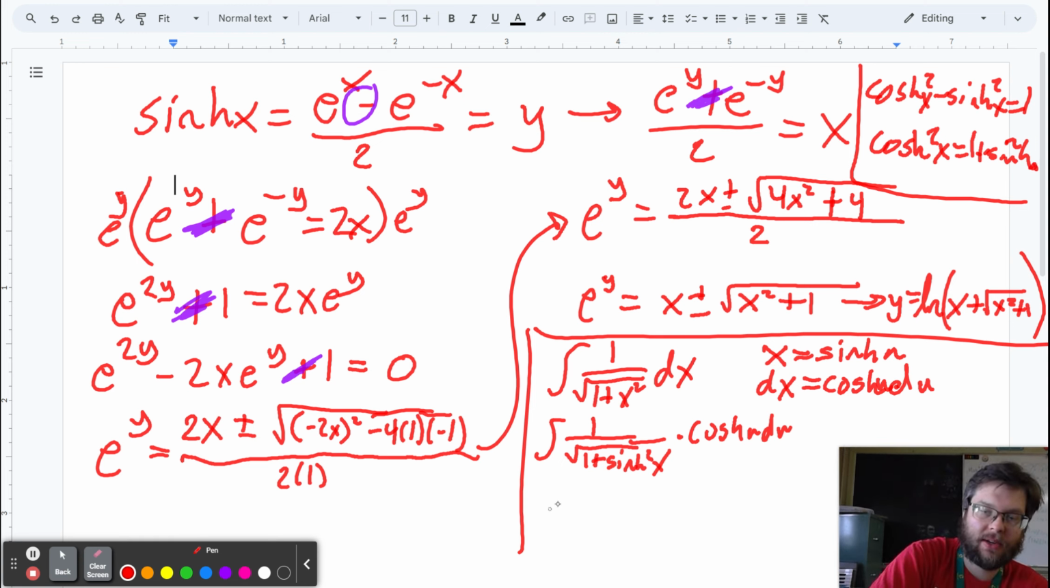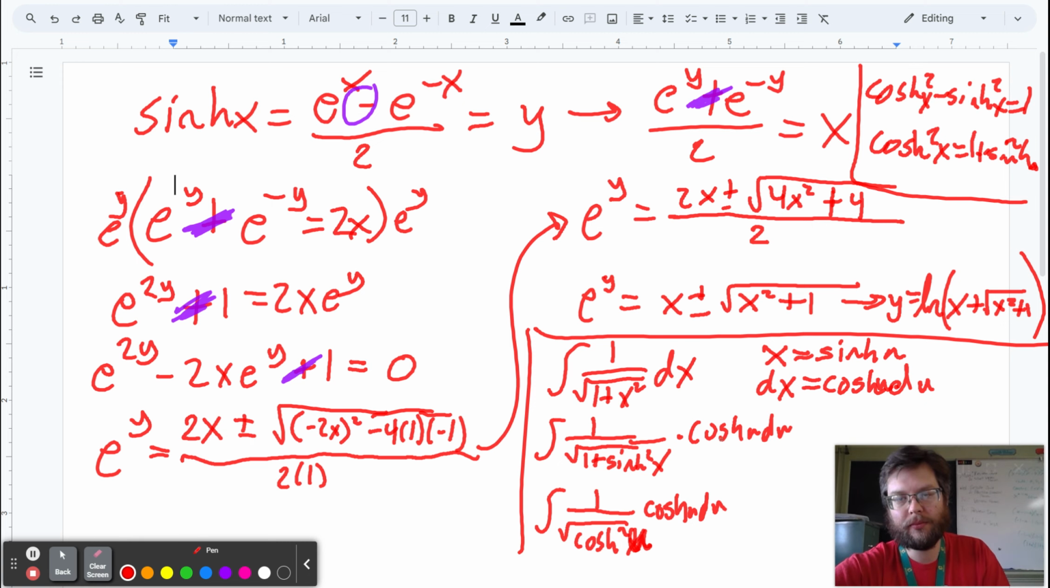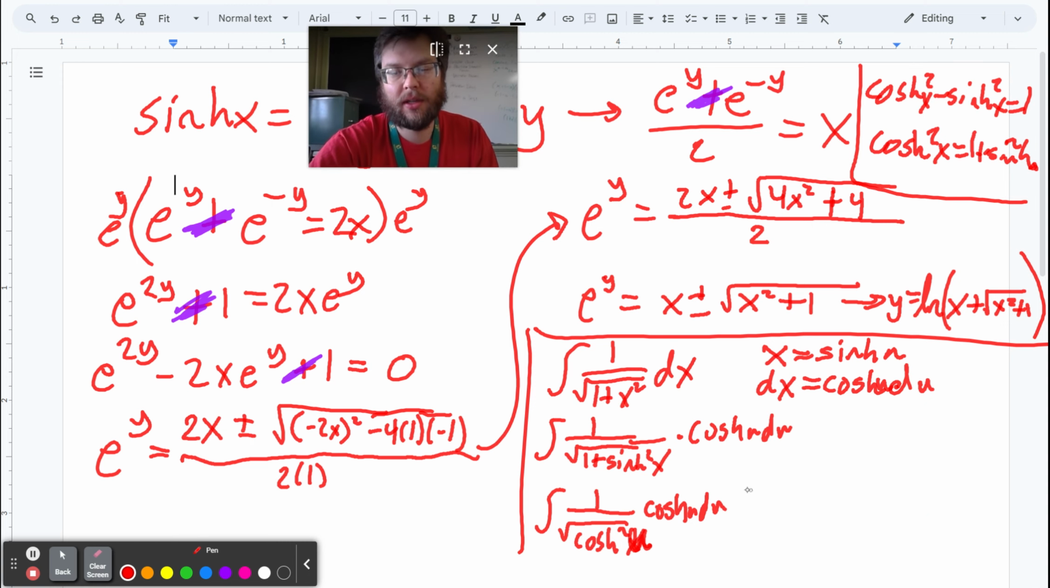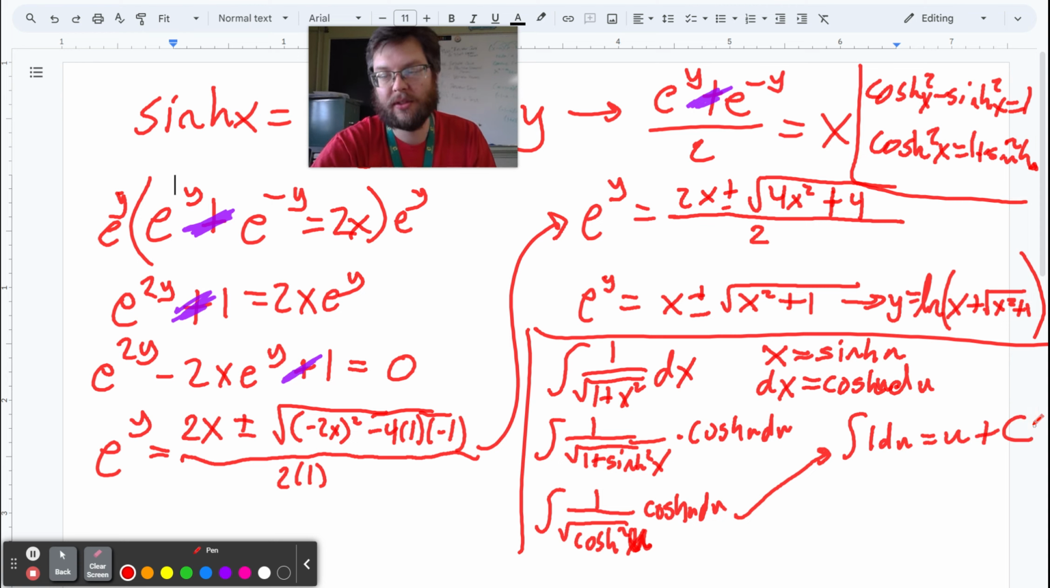So my integral becomes the integral of 1 over square root cosh squared u, times cosh u du. And that becomes, everything cancels out, and you get the integral of 1 du, which is just u plus some constant c.